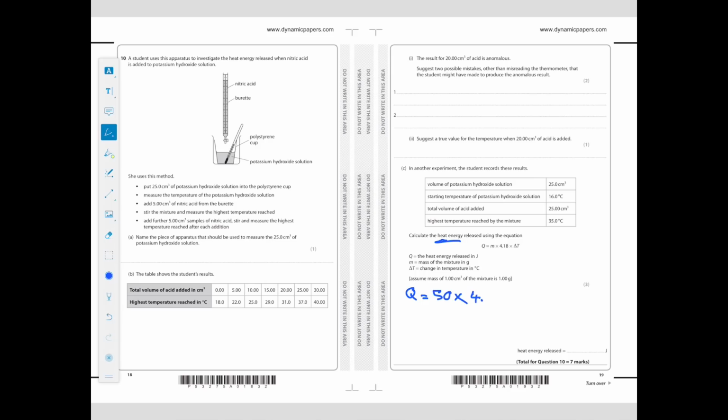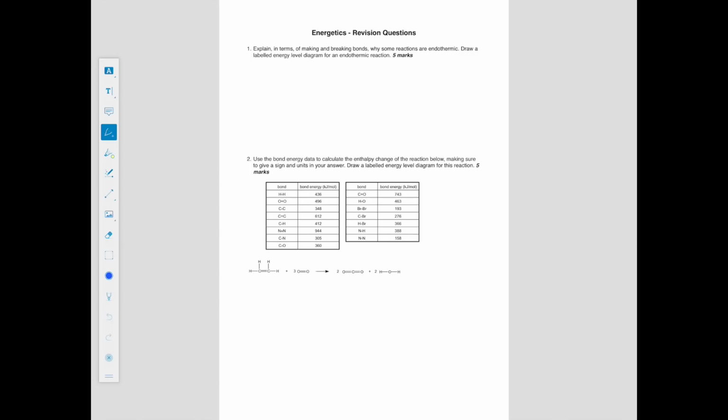Times the specific heat capacity, which we've been given, is 4.18, times the temperature change, which goes from 16 to 35, meaning that there has been a 19-degree increase. And then when you pop that into your calculator, you get a value which is 3970 to 4 significant figures. Let's have a look at some more questions.